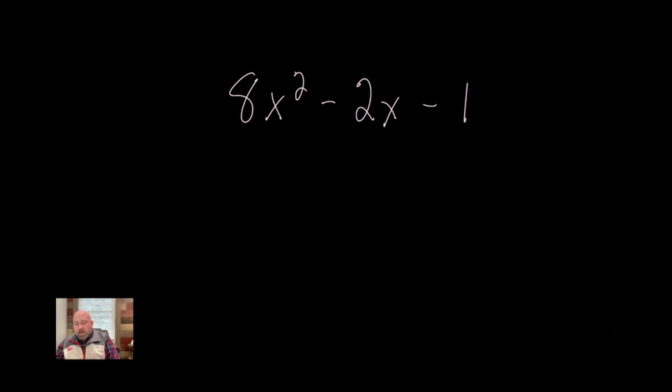So the first thing that I can do is write my parentheses down here because I know it's going to look like this. A trinomial is going to factor down into two binomials, and we already know that from last chapter. And then we can do our factors of 8x squared and our factors of -1.